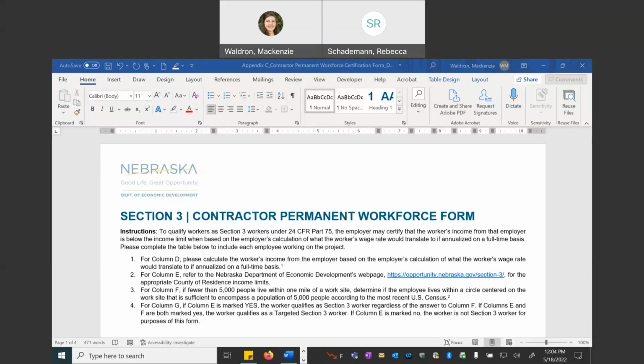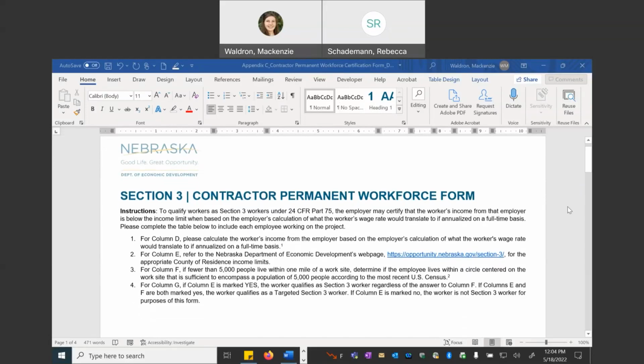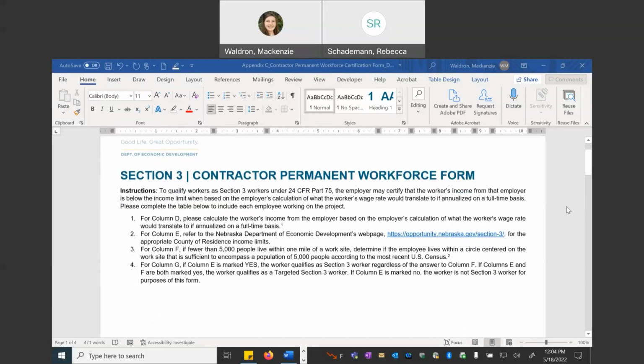Okay, next up we have the Section 3 Contractor Permanent Workforce form. So we have some instructions here. This form is completed by the employer to certify that the worker's income from the employer is below the income limit, based on the employer's calculation of what the worker's wage rate would translate to if annualized on a full-time basis.